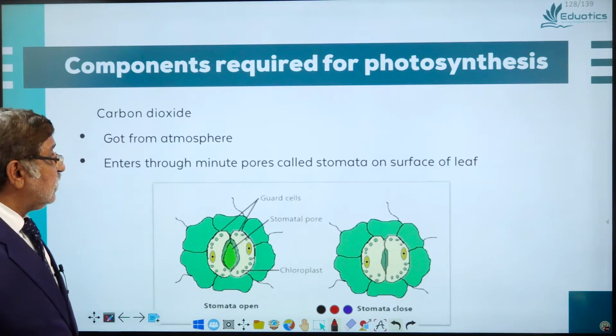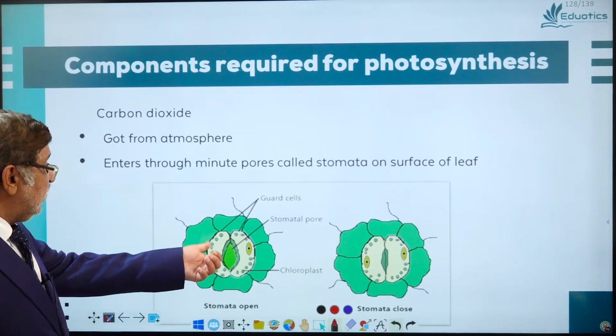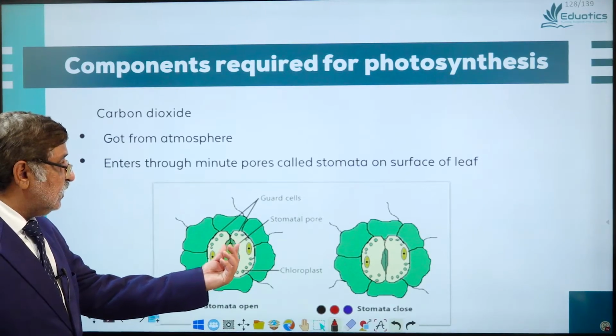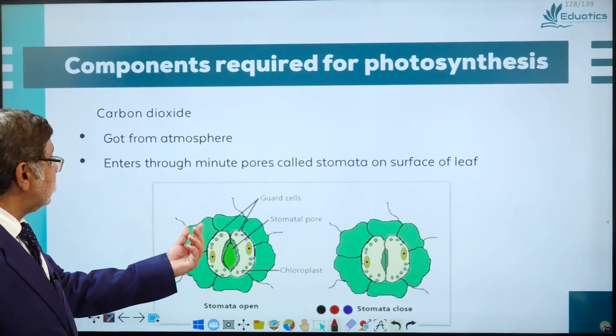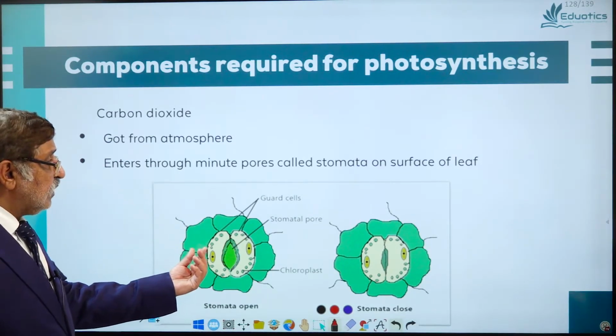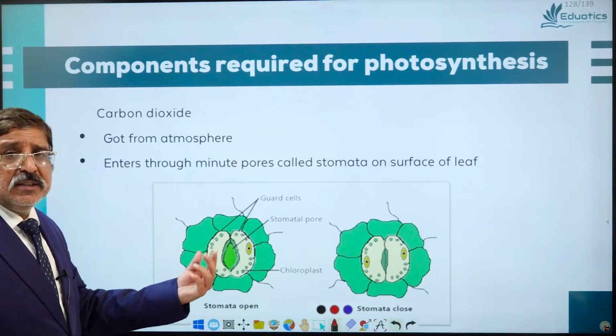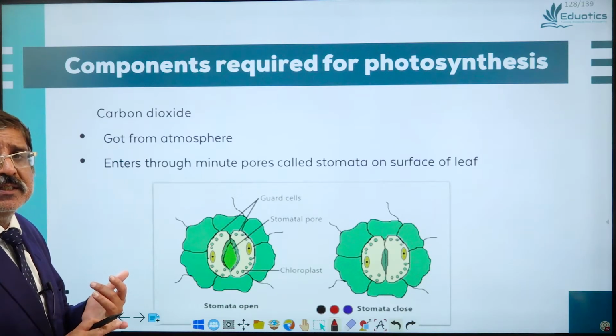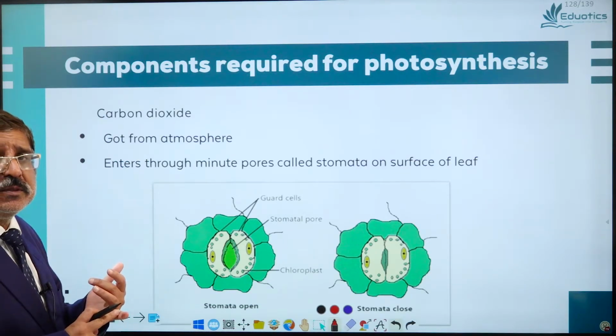Carbon dioxide is necessary for photosynthesis and for respiratory exchanges. The stomata along with guard cells are responsible for exchange of gases. These are minute pores present on the surface of the leaf. They will help in respiration, they will help in gaseous exchange during photosynthesis, they will help in transpiration also.